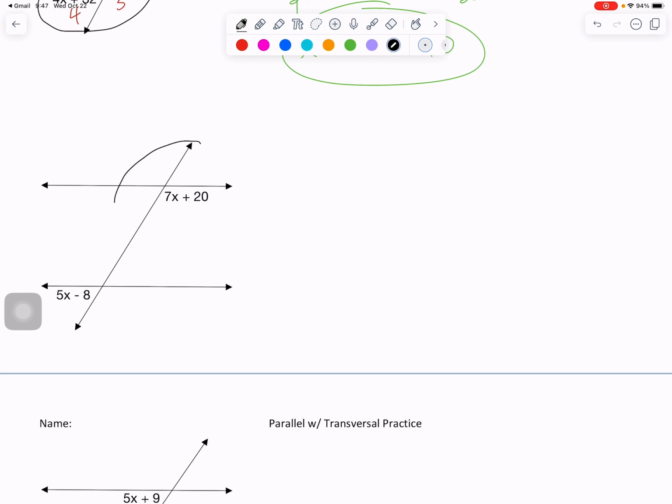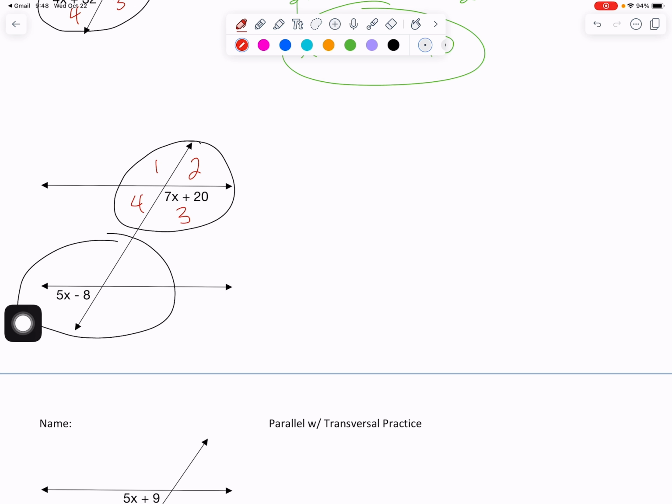Again, we're going to draw the big circle around and the big circle around. And if I start in the top left corner again with my 1 and go clockwise, it will be 2, 3, 4. And we will do the same over here. 1, 2, 3, 4. All right, well, I know that the number 3 is an odd number and the number 4 is an even. So we have 1 odd, 1 even. That means we will do angle plus angle equals 180. So we will write it as 7x plus 20 plus 5x minus 8 equals 180.